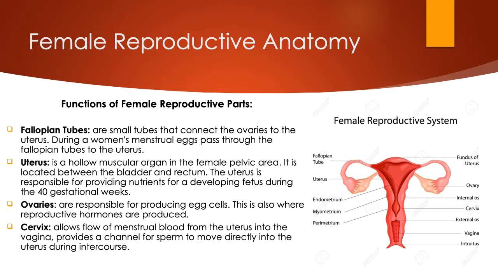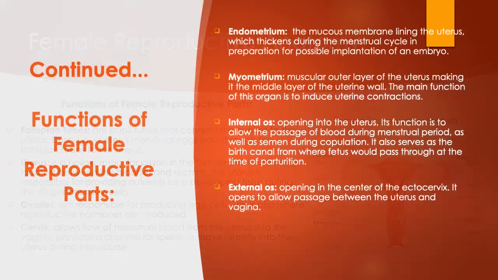Ovaries are responsible for producing egg cells. It's also where the reproductive hormones are produced. And the cervix is the area that allows for menstrual blood to be released from the uterus into the vagina. It also provides a canal for sperm to move directly into the uterus during intercourse.